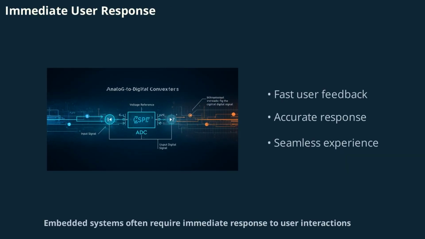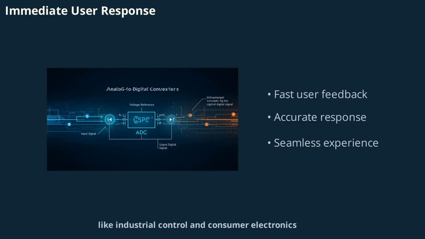Embedded systems often require immediate response to user interactions, such as button presses or sensor triggers. Efficient programming and hardware design ensure that the system reacts quickly and accurately, providing a seamless user experience. This responsiveness is critical in applications like industrial control and consumer electronics.